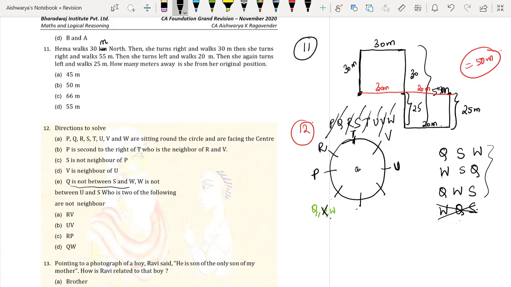So suppose I do this first option. What will happen is between U and S will come here, W will come here. So then this will not get satisfied, so I eliminate this also. So either this is possible or this is possible. Only these two are possible.